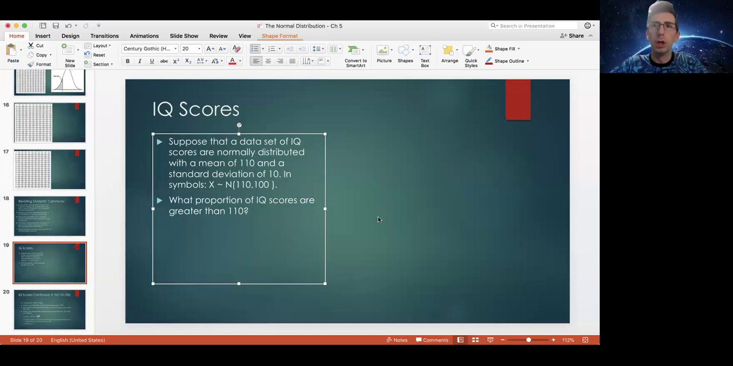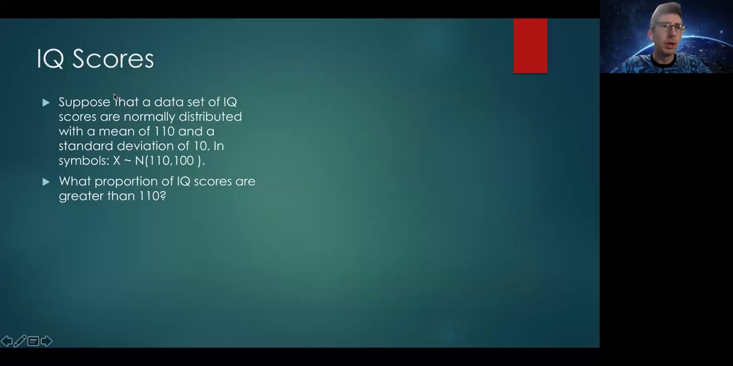Hello again, welcome back. We are going to do one more example using our z-tables. Here we have a new distribution of IQ scores. We're given that they are normally distributed with a mean of 110 and a standard deviation of 10. And we want to know what proportion of IQ scores are greater than 110.